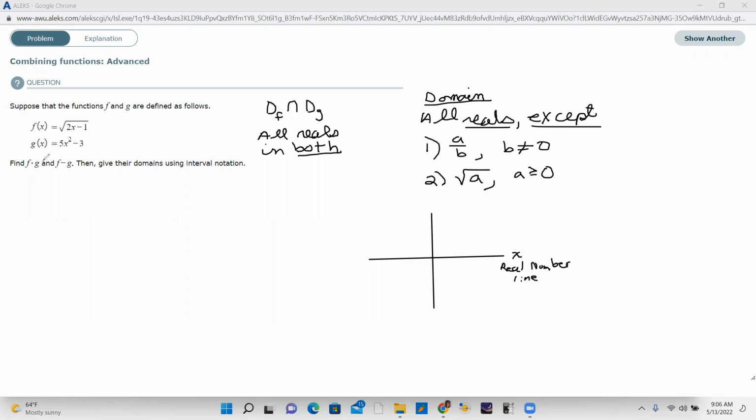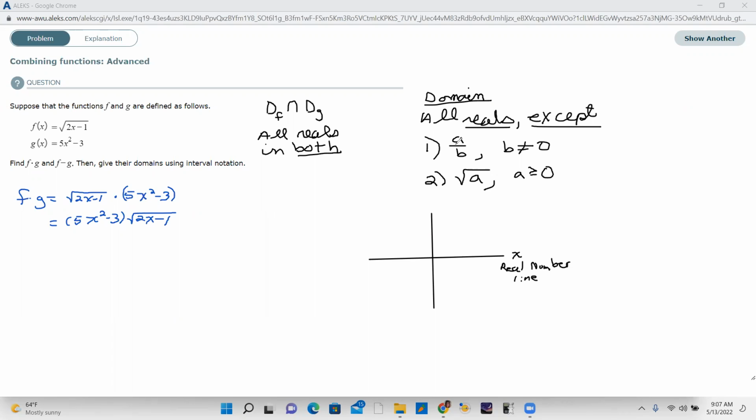So to combine these, it's pretty straightforward, right? F times G. You just multiply them. And there's not really a lot else you can do here. Technically, we would normally write this in front in parentheses, but either way is fine. We need parentheses there too. And for the domain, we need all the numbers that are going to work in both, because you can see both pieces are there. So for the domain of G, we'll look at that one first, just because it's easier.